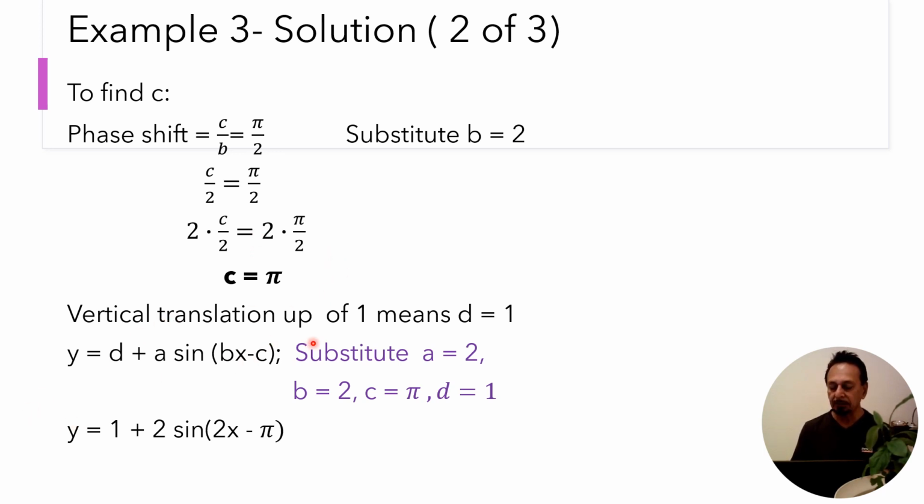So vertical translation up of 1 means d is 1. And the formula is y is equal to d plus a times sine bx minus c. So now we substitute a is equal to 2, b is equal to 2, and c is equal to pi, and d is equal to 1. So this becomes y equals 1 plus 2 sine 2x minus pi.